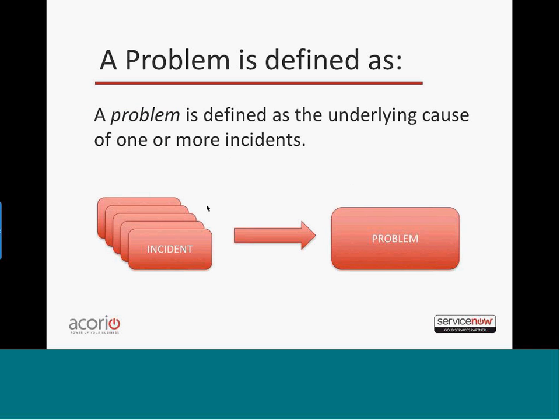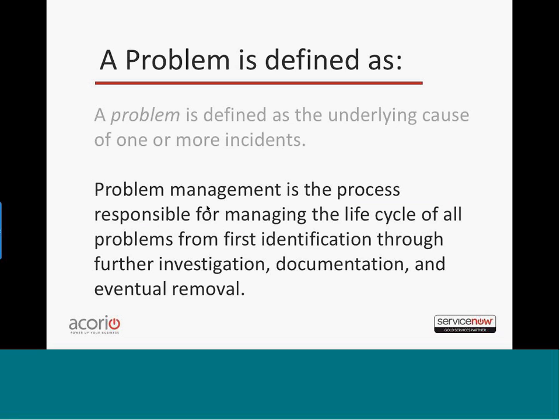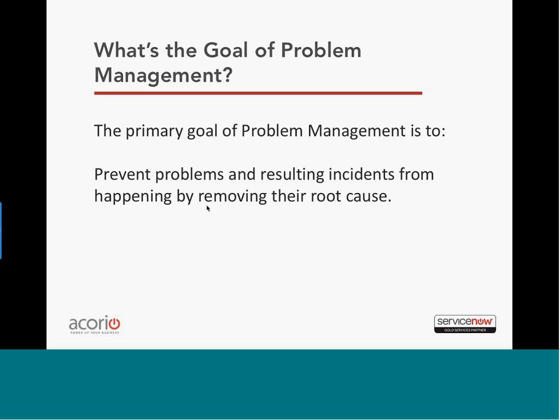Okay, starting off, what is a problem? ITIL defines a problem as the underlying cause of one or more incidents. And that relationship exists where, from an incident, we can create a problem, and then we can reference those incidents within the problem record. So we have the relationship. And problem management is a process responsible for managing the life cycle of all problems, from the beginning when we identify, to when we investigate, document the root cause, and hopefully resolve the problem. The goal is to prevent problems, but also the resulting incidents, from happening.